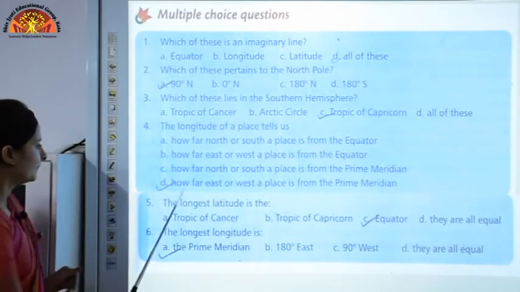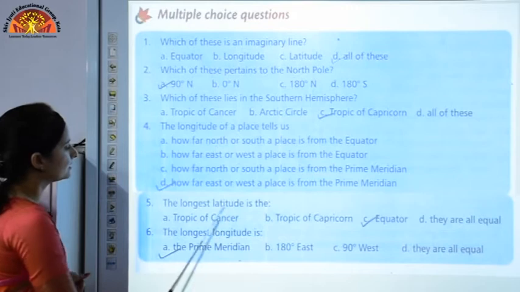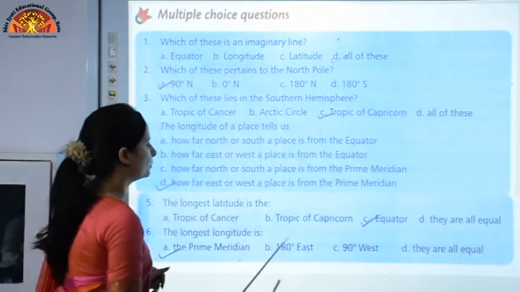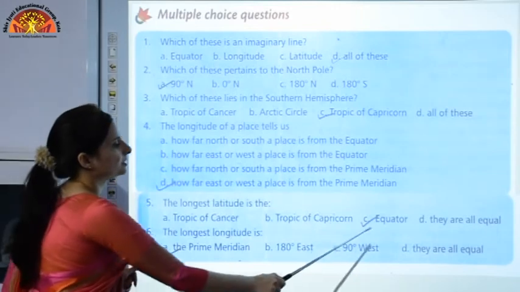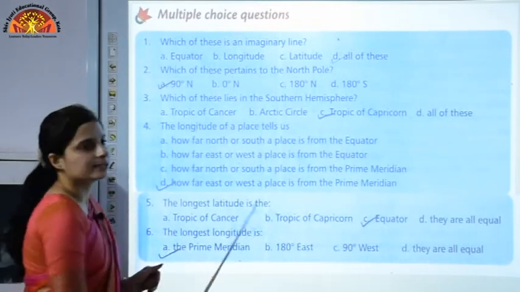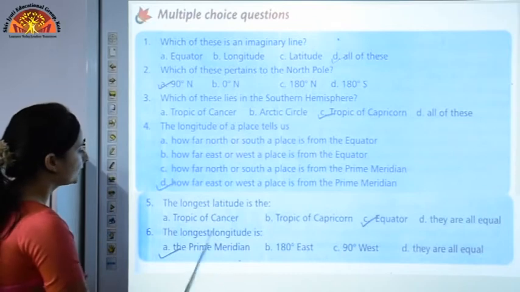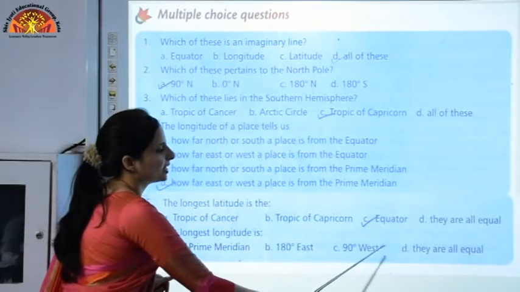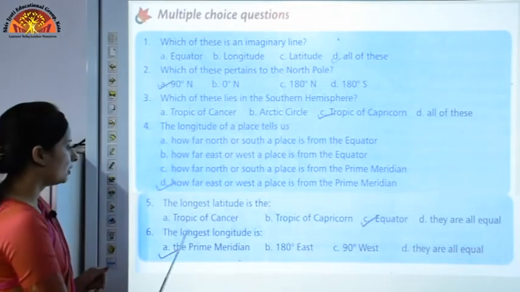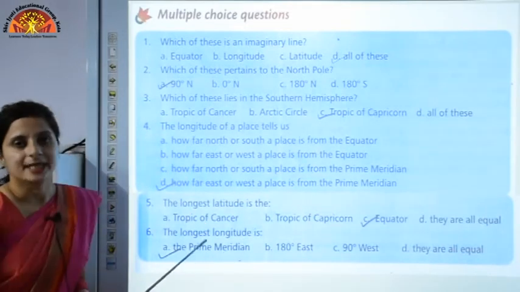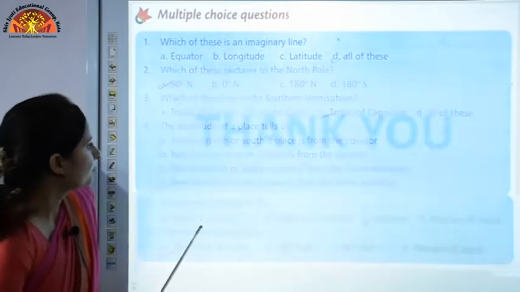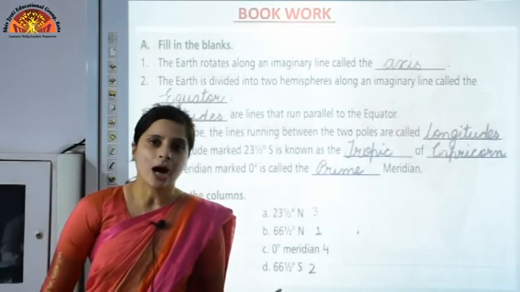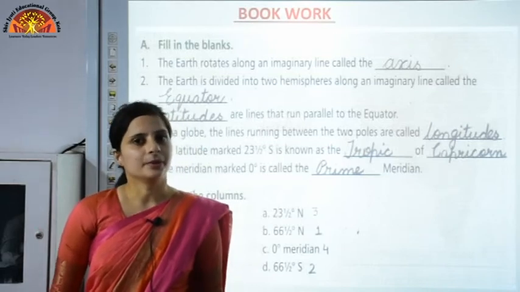The longest latitude is the Tropic of Cancer, Tropic of Capricorn, equator, they are all equal. As I told you, the longest latitude is the equator, so option C is the correct option. The longest longitude is the prime meridian, 180 degrees east, 90 degrees west, they are all equal. So the longest longitude is the prime meridian. Now children, read the chapter once again at home. Now I will discuss chapter number 2.